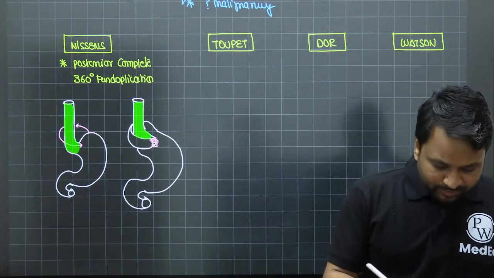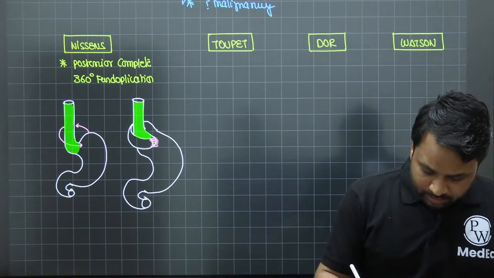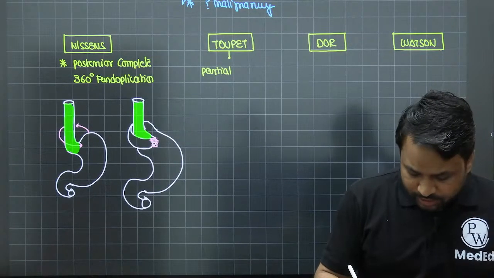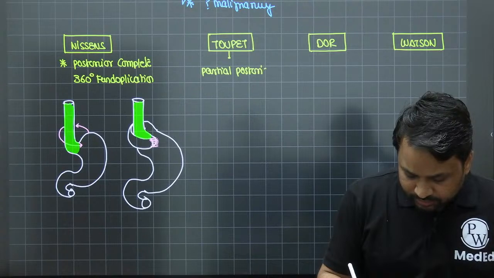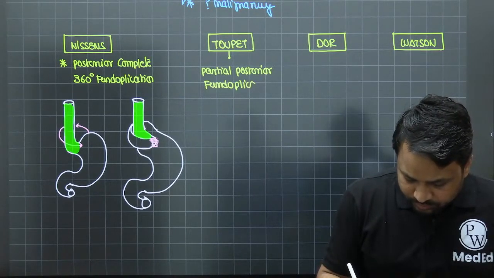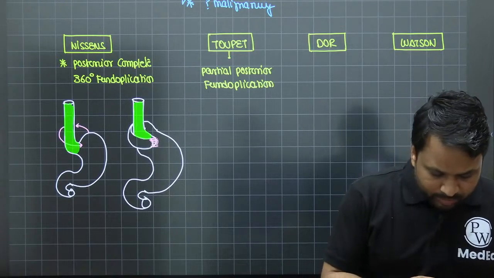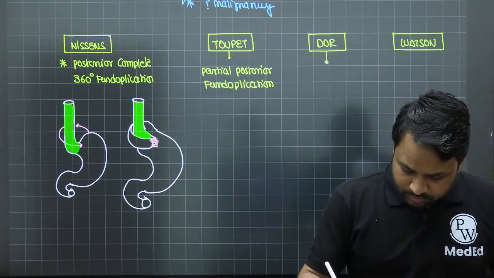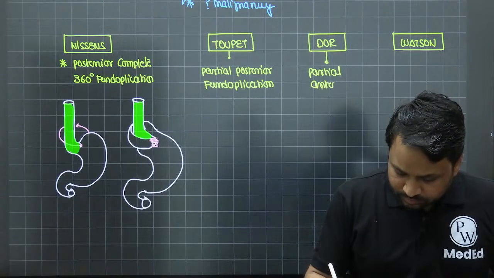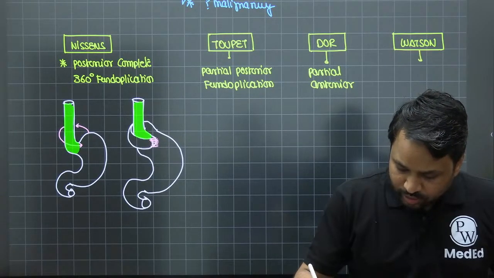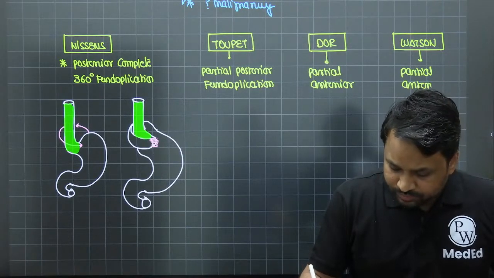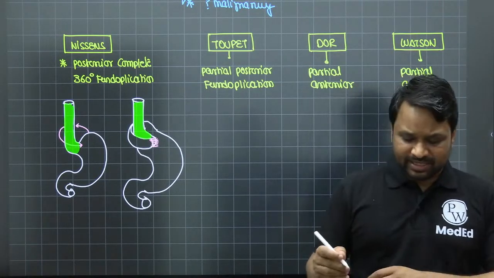Now, when you say Toppet fundoplication, we call it a partial posterior fundoplication. Dor is going to be partial anterior. Watson is also going to be a partial anterior fundoplication. Now, they are nothing but basic techniques that we are talking about.